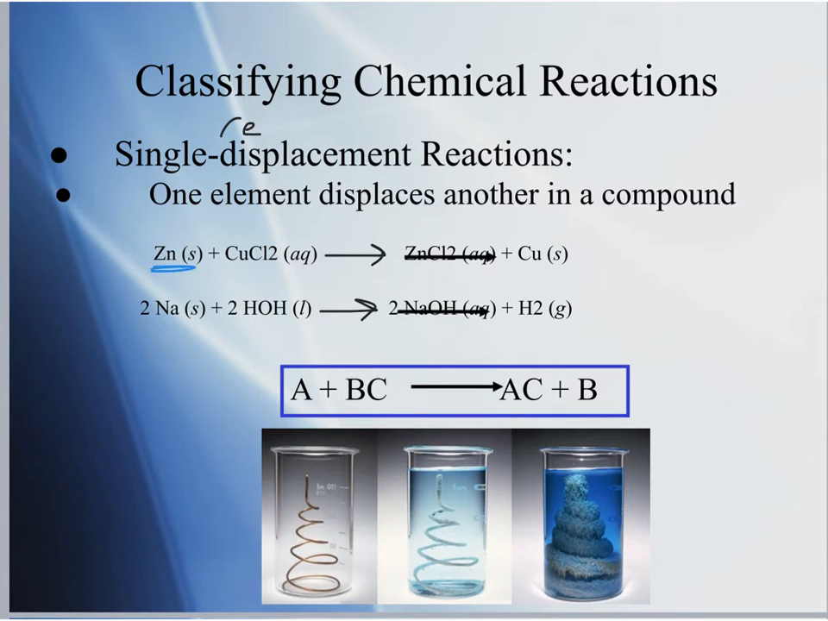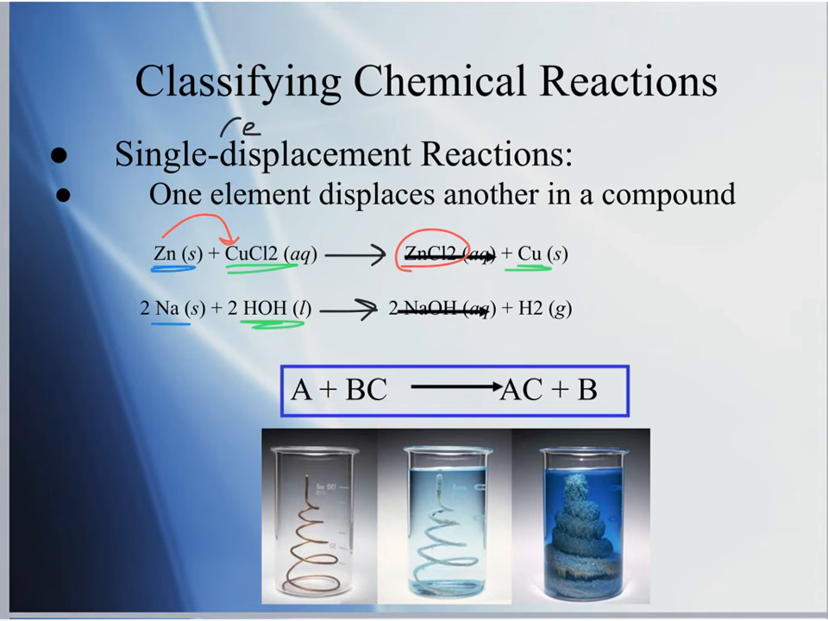Okay, so we always start with something that is single or alone. And then we also have a compound as well. In this one, we have a single element and a compound, and this element is going to replace one of the atoms in the compound. For example, this first one, zinc, since he's a metal, is going to kick out the other metal atom, and we're going to get zinc chloride in the end, and that poor copper guy gets left by himself.